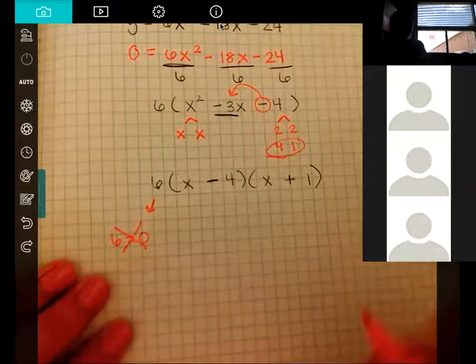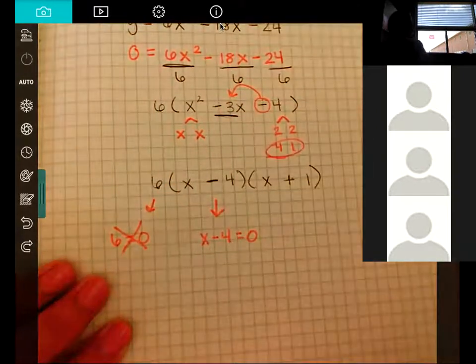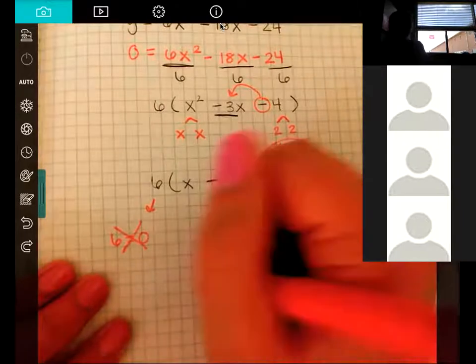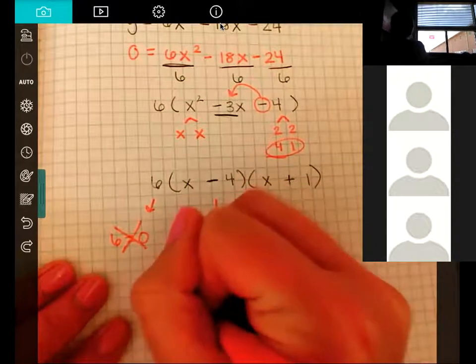Can we set x minus 4 equal to 0? Okay, if you solve that, what do you get? Good. So if x is 4, that means this x-intercept is 4, 0.